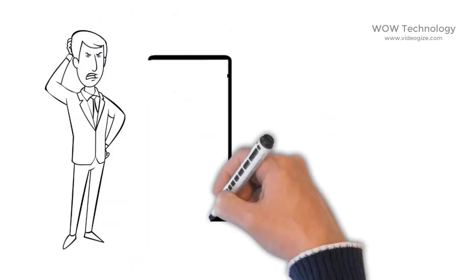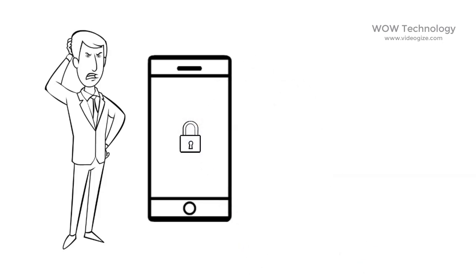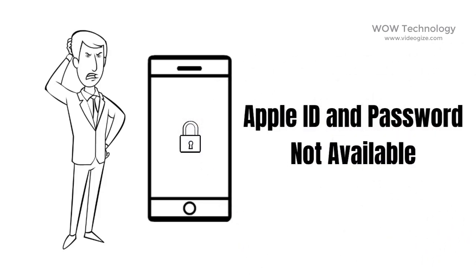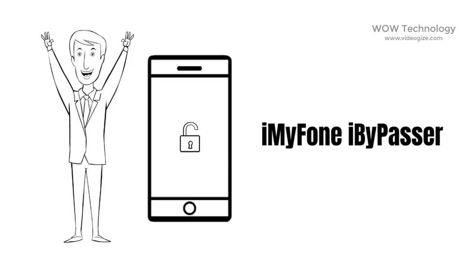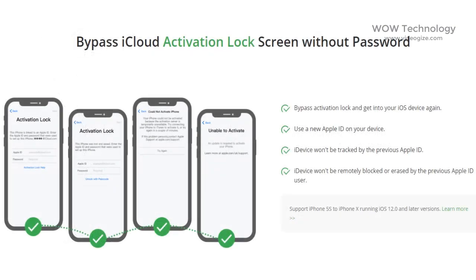If you buy a secondhand phone and the previous owner hasn't taken their iCloud account off, or you forgot your Apple ID and password, iMyPhone iBypasser is a professional software that helps you bypass the iCloud activation lock screen on iPhone, iPad, iPod Touch without Apple ID or password. Let's see how it works.